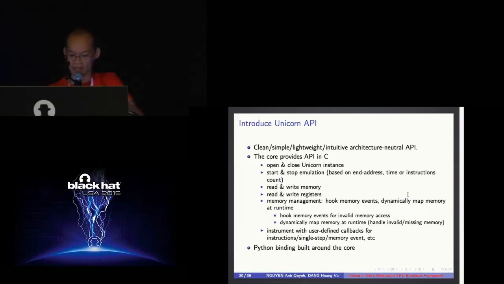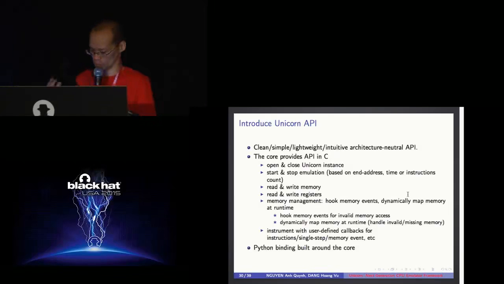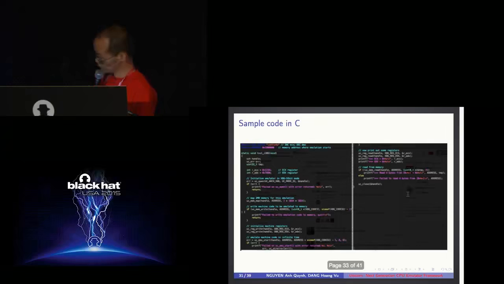And it has some APIs so you can define user callbacks. So you can instrument at instruction level, you can do single step, you can intercept all memory events, read and write. And on top of the C API, you can build the Python binding. The Python binding is available now. You can use that to build your tools. So here's one simple code example in C.